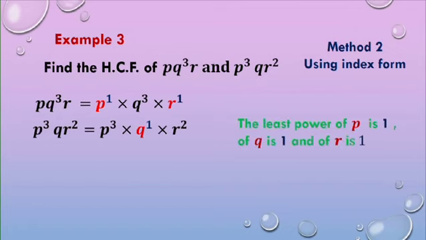Yes, we're going to take the least power of P, Q and R. Here the least power of P is 1, the least power of Q is 1 and the least power of R is also 1. So the HCF is P power 1 times Q power 1 times R power 1, which is equal to PQR.